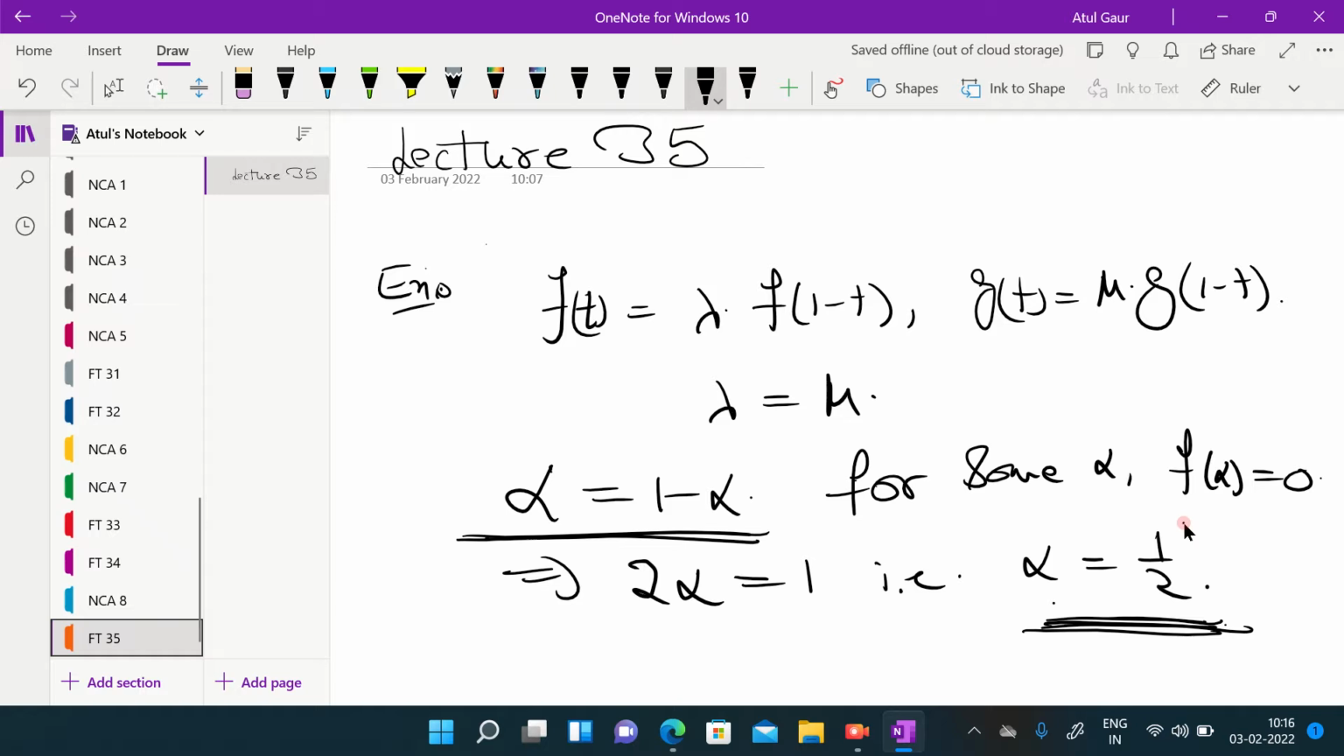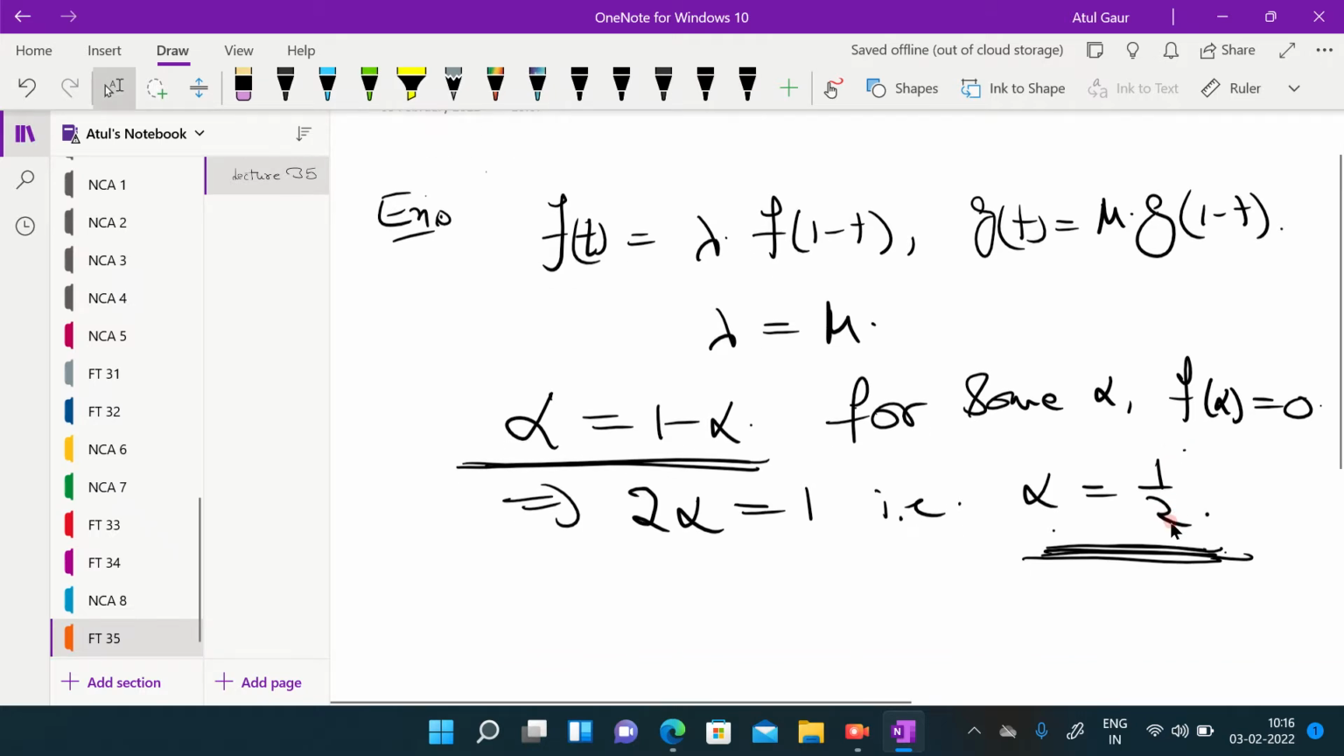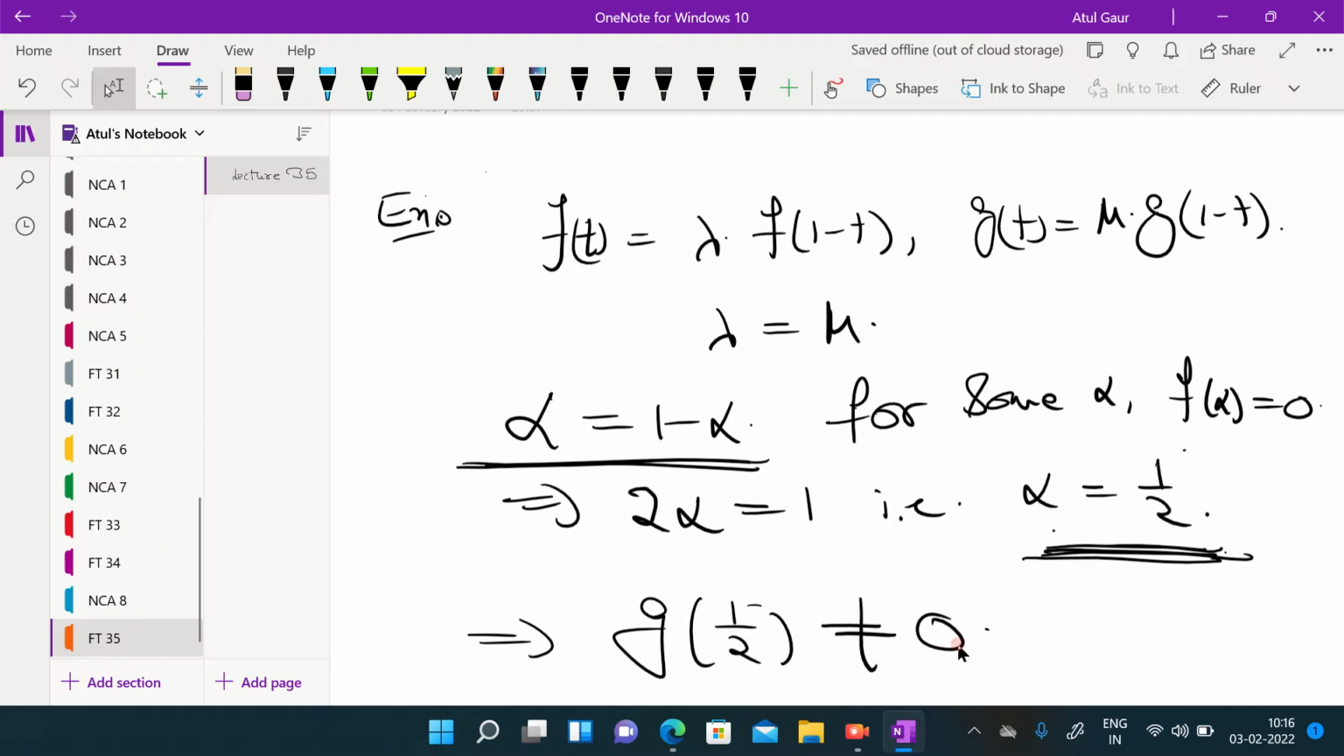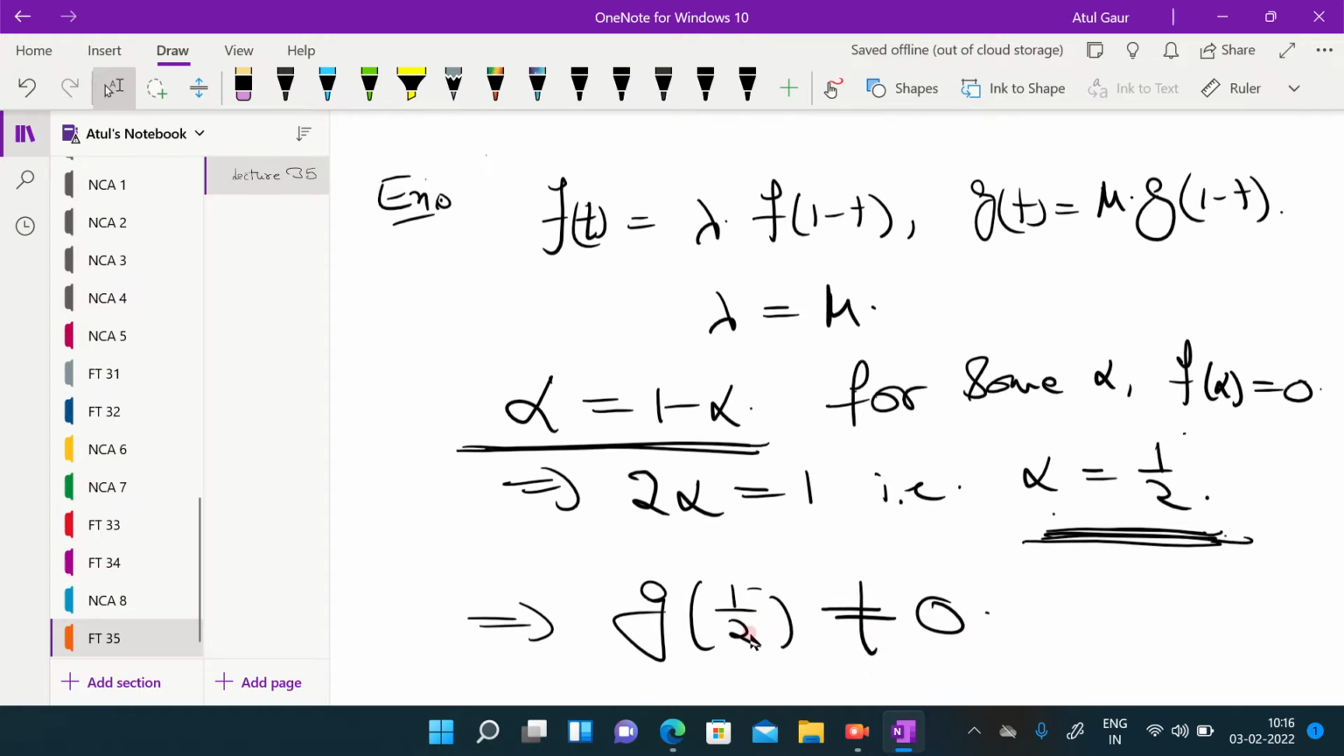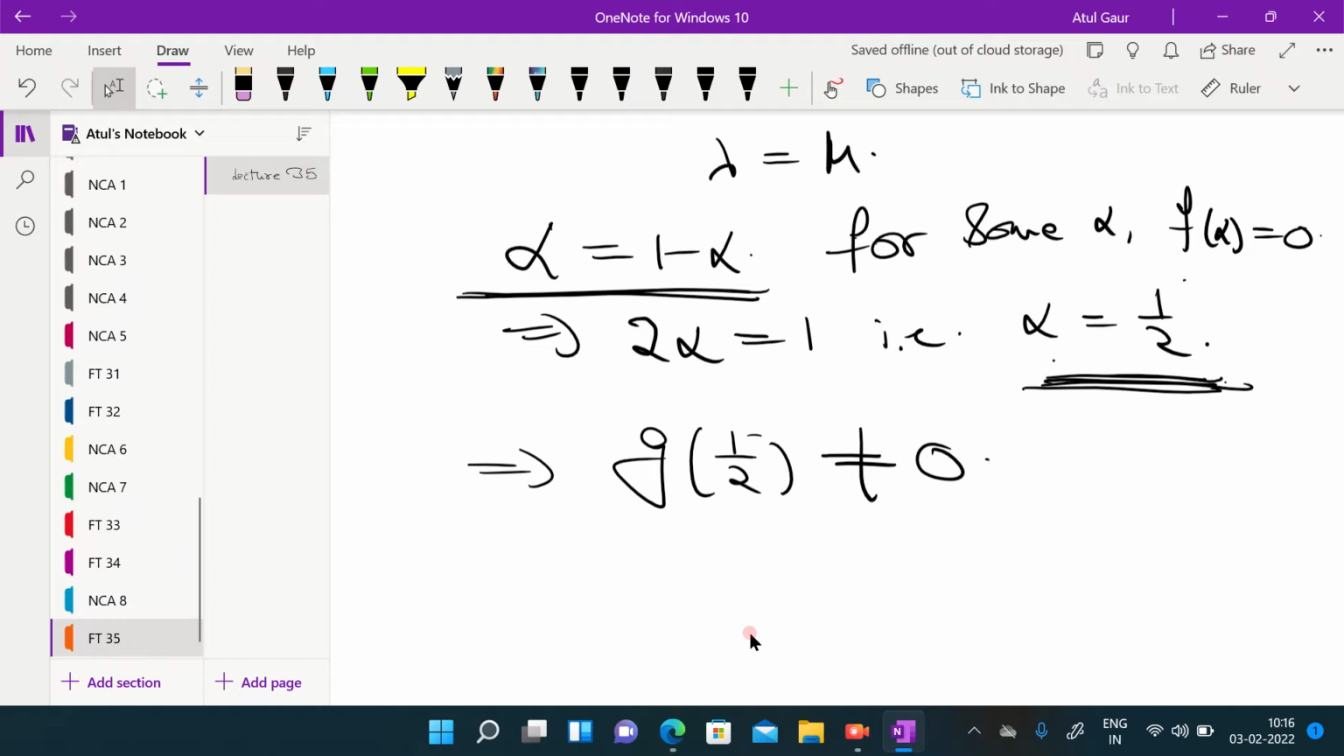So if 1 by 2 is a root of f(x), then naturally it will not be a root of g(x), because gcd of f(t) and g(t) is 1. So this cannot be 0, and you can apply the whole argument to g(x). Is that fine?